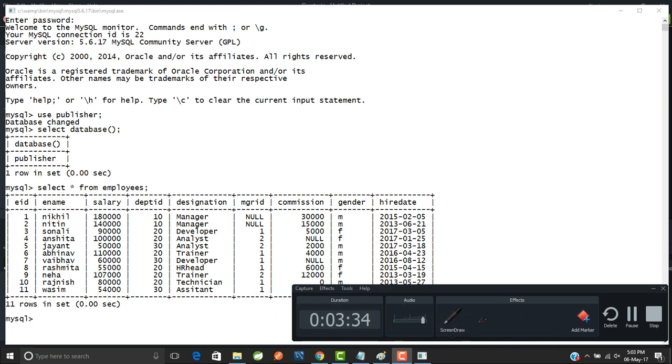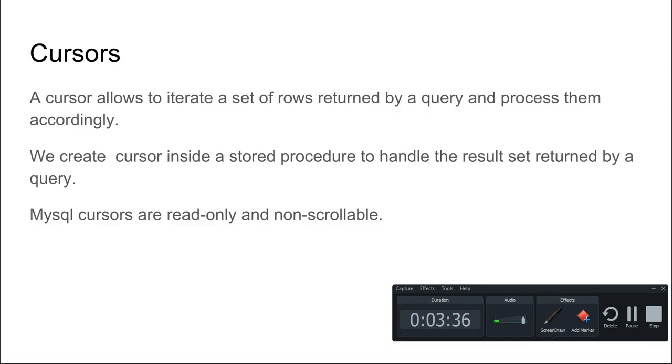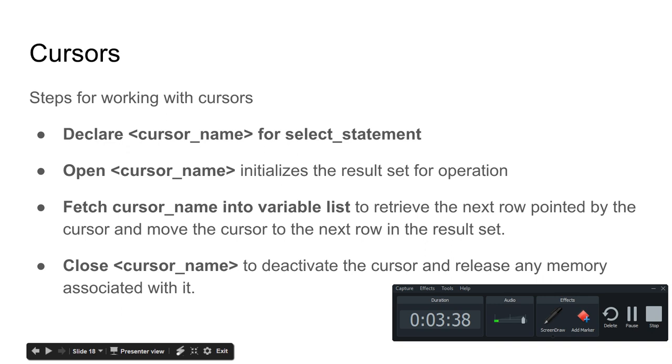I'll go to the PowerPoint presentation, and these are the 4 steps. First you declare the cursor, then you open the cursor, which initializes the result set for the cursor. Then you fetch the cursor into some variable list to retrieve the next row pointed to by the cursor and move the cursor to the next row in the result set.